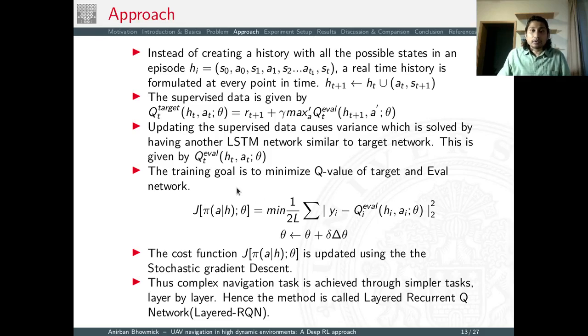And in the target network, we have a cost function, which is used to measure the loss. Here we measure the loss between the true value and the Q value acquired by the network. Finally, we use a stochastic gradient descent algorithm to update the parameters of the network. So we can see a highly complex navigation task is distributed into much simpler tasks layer by layer in this network. Hence, we gave it the name the layered recurrent Q network.